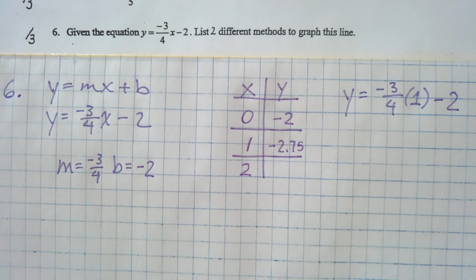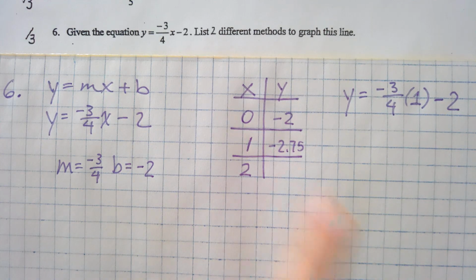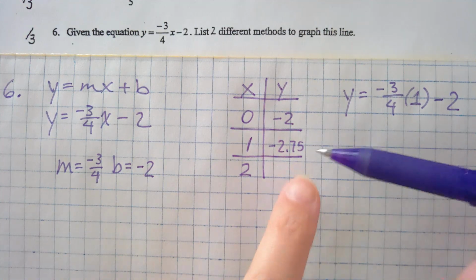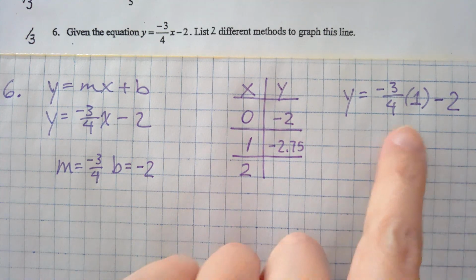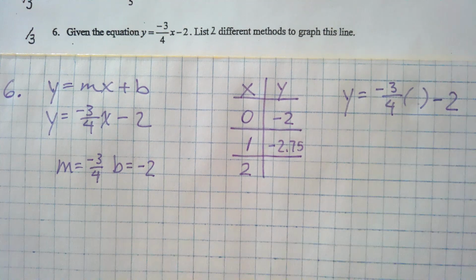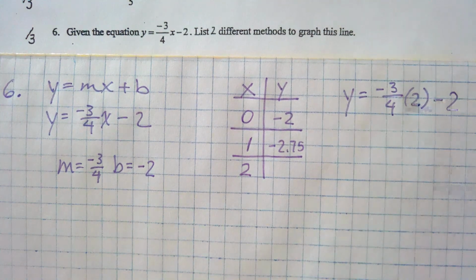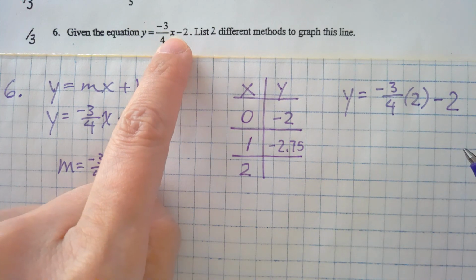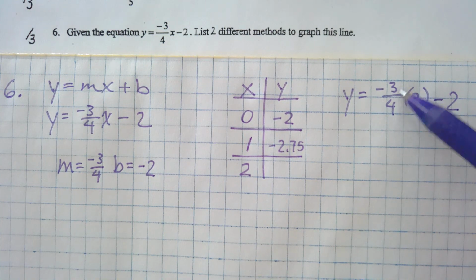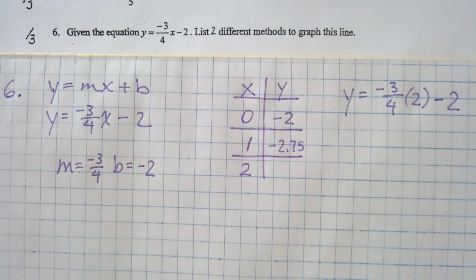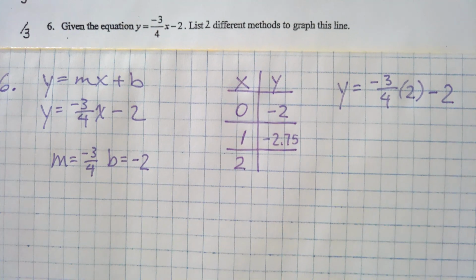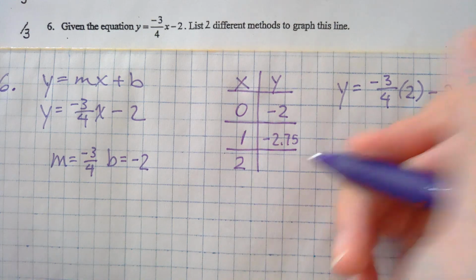Do I like decimals? No. Okay. But in this case, for the sake of graphing, you can use it for graphing. Okay. And then the same thing right here when x is 2. Okay, you're replacing the x in the equation to solve for y. So negative 3 over 4 times 2 minus 2, what do you get? You get negative 3.5.